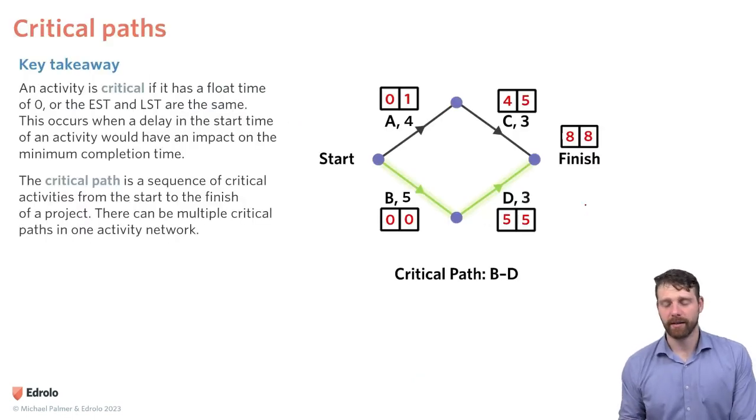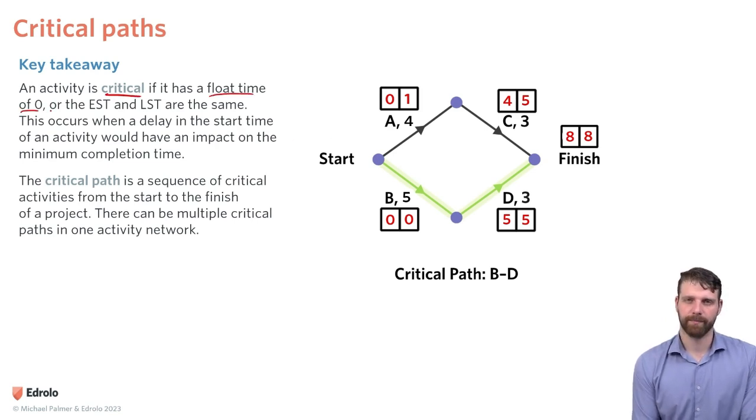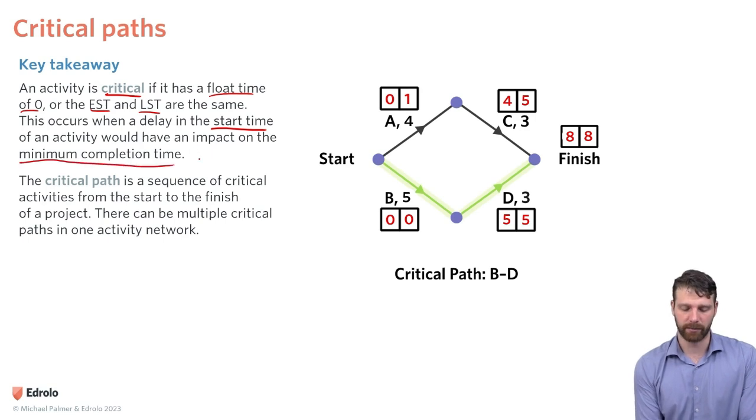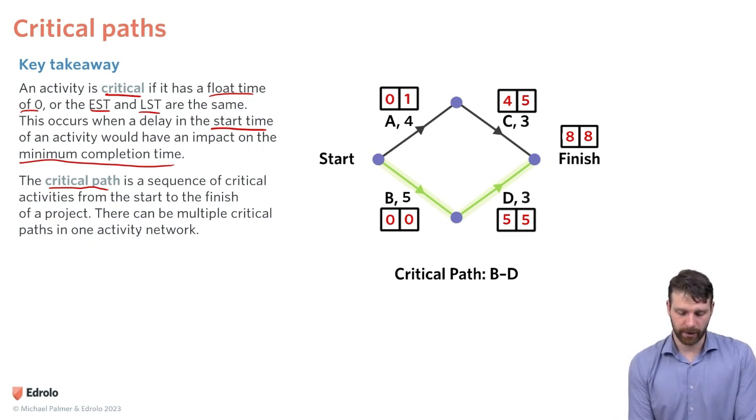Okay, tying it all together, this lesson's namesake is the critical path. So what is the critical path? An activity is critical if it has a float time of 0. That means it can't wait to start. It has to start immediately in order to not slow the project down. Or the EST and LST are the same. This occurs when a delay in the start time of an activity would have an impact on the minimum completion time. The critical path is a sequence of critical activities from start to finish of the project. So there can be multiple critical paths in one activity network.